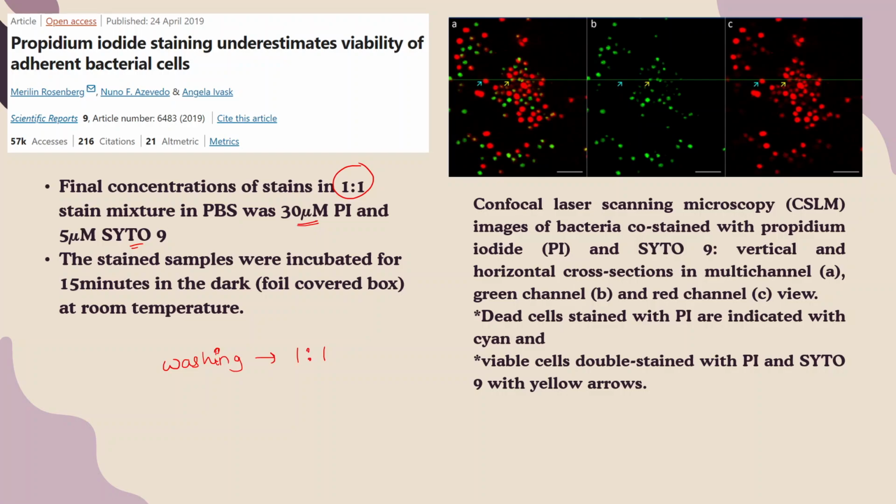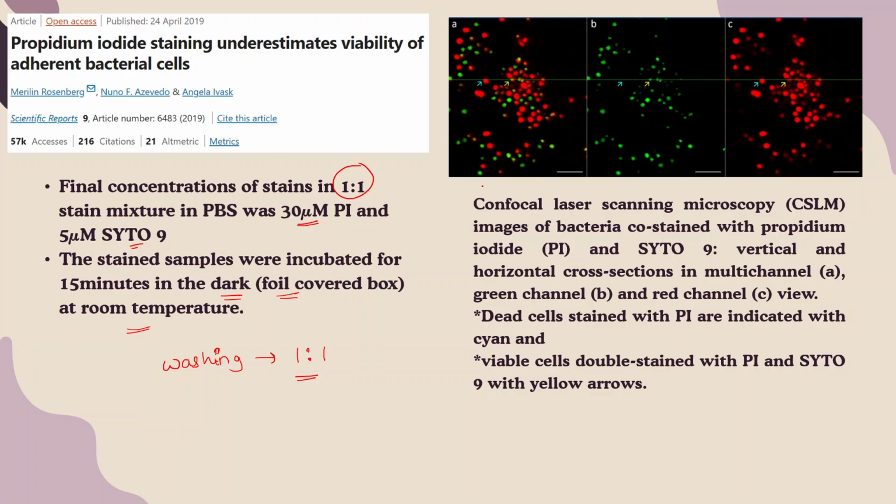After adding the stains, we generally keep the samples for 15 to 30 minutes in dark condition. It should be foil covered, and even when you are adding the stains to the samples, it should be in dark condition. Avoid light exposure to your samples, and incubate it in the dark at room temperature only. There is no specific temperature; we can simply incubate it at room temperature.